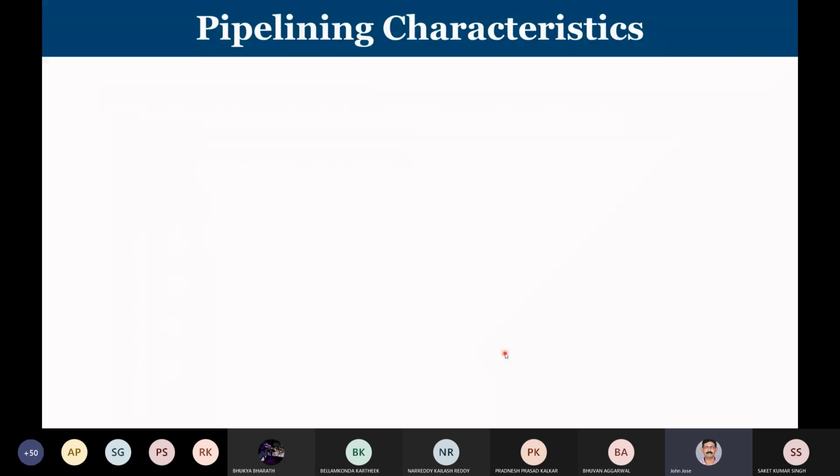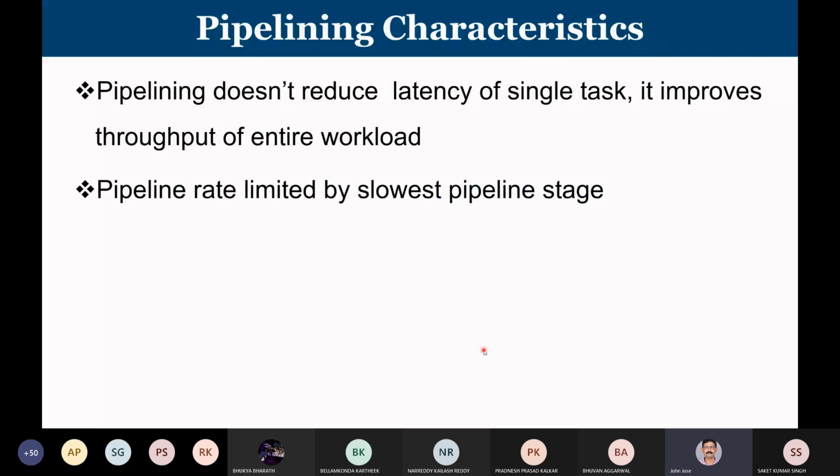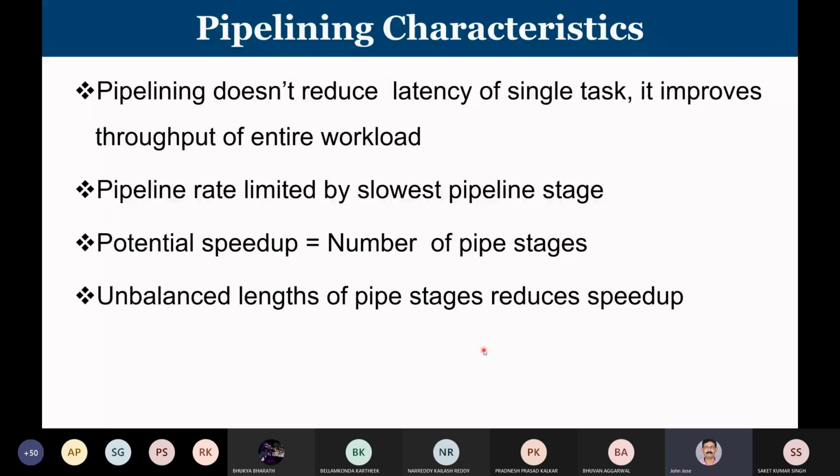This is the same concept we are going to apply in circuits also. What are the pipeline characteristics? Pipelining doesn't reduce the latency of a single task, but it improves the throughput of the entire workload. The pipeline rate is limited by the slowest pipeline stage. Here, 40 units of time was the slowest in the pipeline. The potential speedup you are going to get is equal to the number of pipeline stages. And the unbalanced lengths of the pipeline stages, here we have 30, 40, and 20, will reduce the speedup.